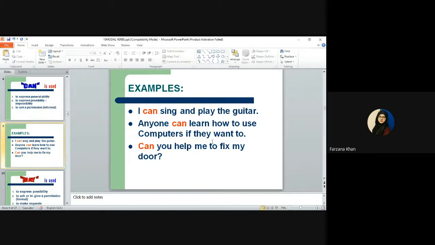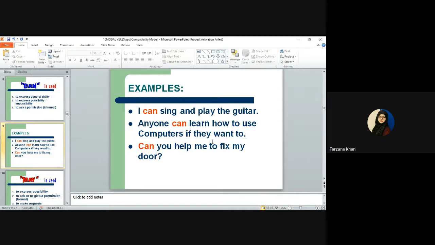In the third sentence, the modal verb can has been used to ask permission. Can you help me to fix my door? But the very important point to keep in mind is that can is used to ask permission in an informal way, not in a proper, very formal way. You can simply ask your friend, can you give me your pen? Can you give me this book? Similarly, you can say to your younger brother, can you give me water?